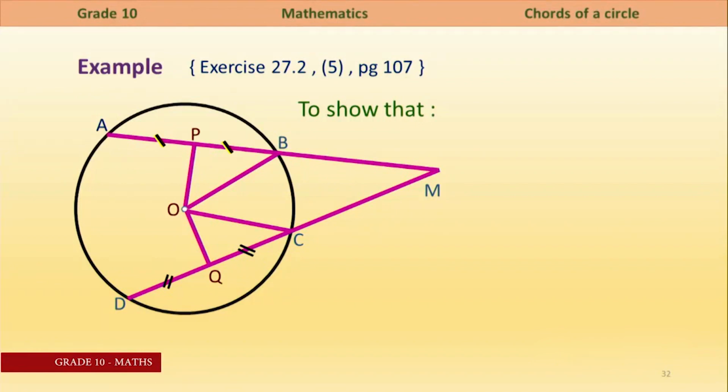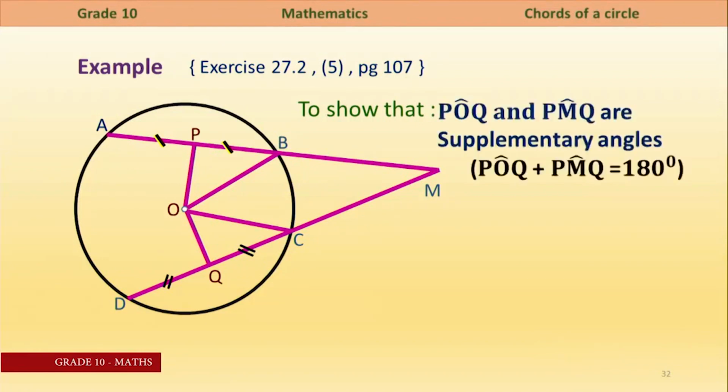Here we are going to show that. First we have to write it, no? POQ and PMQ are supplementary angles. So I have written it: angle POQ plus angle PMQ equals 180 degrees. So that's how we are showing them as supplementary. So we have to show that the sum of those two angles equals 180.